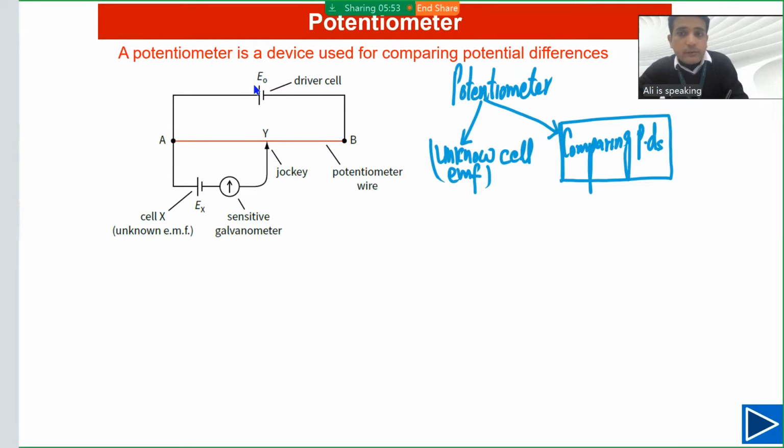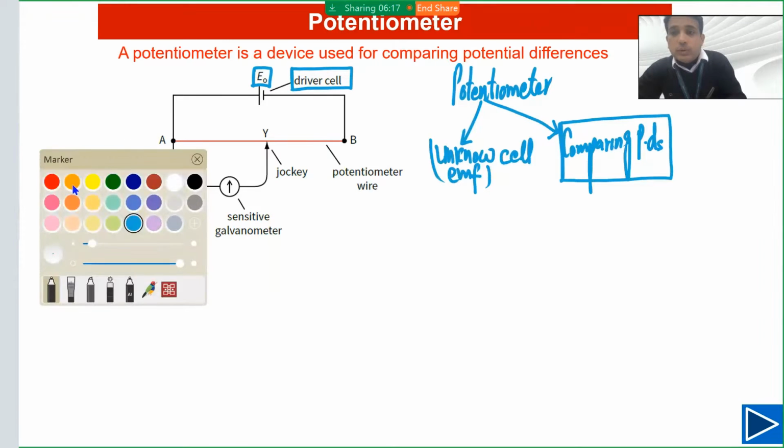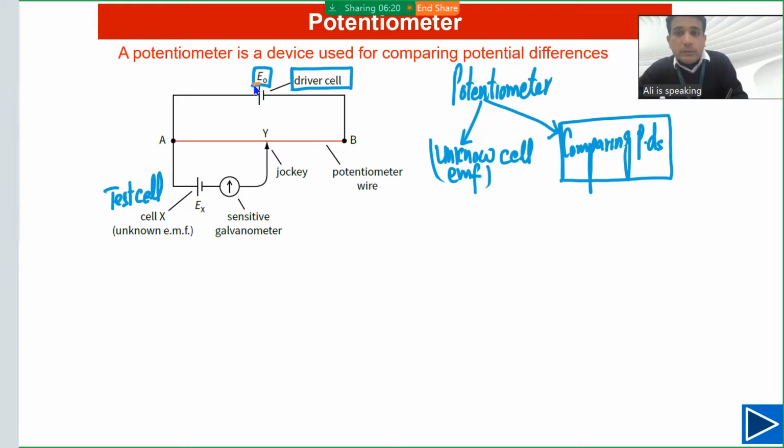In this case, the first thing you need to understand is that the cell connected here is called the driver cell, and the cell connected here with unknown EMF is the test cell. So we can determine the EMF of cell S. Also you need to notice that the positive terminal of the driver cell has to be connected with the positive terminal of the test cell. Otherwise this circuit will not work.